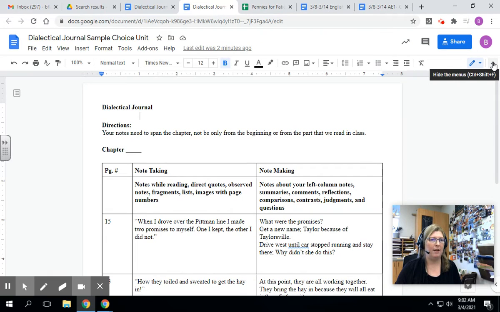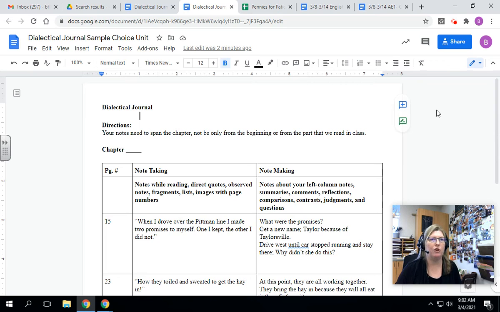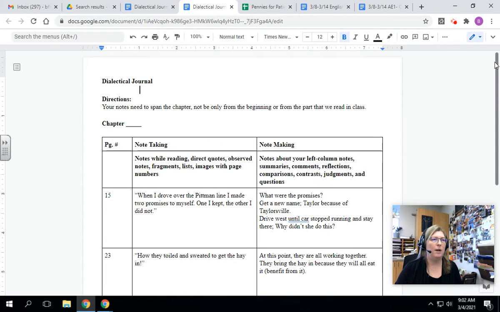Good morning, everyone. I am going to spend a few minutes talking to you today about dialectical journals, which is one of the main assignments that you'll do for your choice unit. And it's just a really good skill to have in life when you're reading literature, especially difficult literature. So this is an assignment right now for us, but certainly as you go on through your education, even into college, you might decide that this is a good way to help you remember what in the world is happening in a book, especially a long, difficult book.